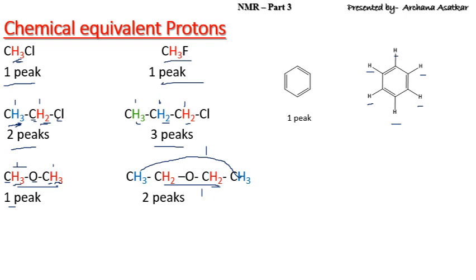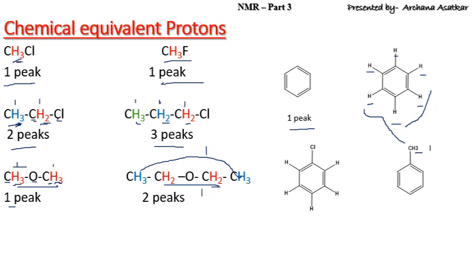So all these 6 protons in benzene are chemically equivalent, and that's why we'll get one peak for benzene. Let us see the example of chlorobenzene or toluene. Here for toluene, these 3 protons are similar in nature, so they will give one peak. But these all 5 aromatic protons are not similar.